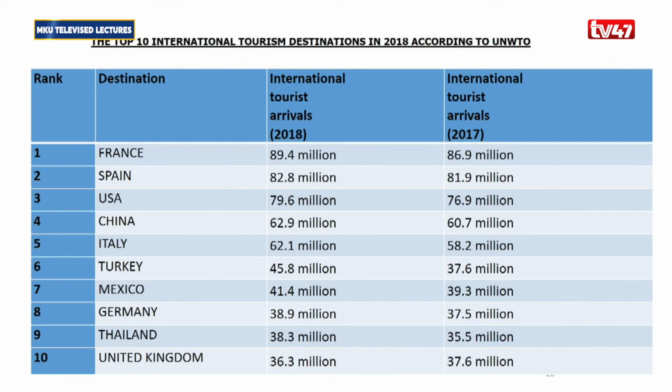So if you look at the comparison from 2017, there is an increasing trend of tourists in these destinations. One aspect is that a country will maintain this with respect to how good the goods and services it offers to the tourists are, and then the facilities also become a factor.